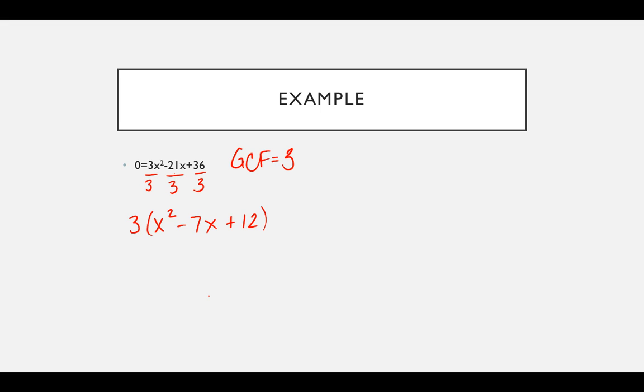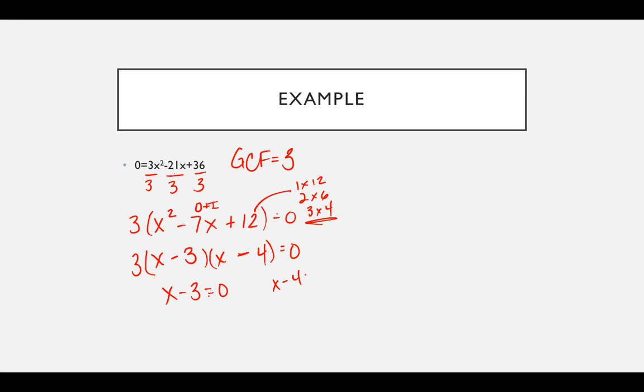I still have this x squared, so I still need to try and factor further into 2 sets of parentheses. So I'm looking at 12, okay, maybe 1 and 12, maybe 2 and 6, maybe 3 and 4. I need to get my outside and inside terms to give me a negative 7. The only way that's going to happen is with the 3 and the 4. I need them to both be negative so that they add to negative 7. So I've got x minus 3 equals 0, x minus 4 equals 0. Here I get x equals 3, and here I get x equals 4.